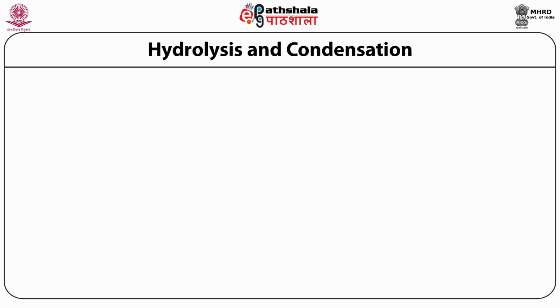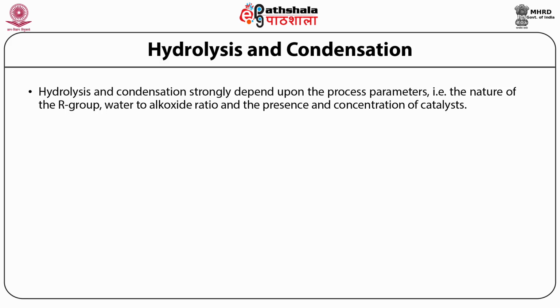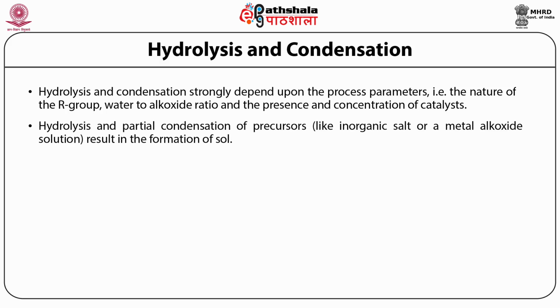We next discuss the hydrolysis and condensation process. Hydrolysis and condensation strongly depend upon the process parameters, that is, the nature of the R group, water to alkoxide ratio, and the presence and concentration of catalyst. Hydrolysis and partial condensation of precursors like inorganic salt or a metal alkoxide solution result in the formation of sol.